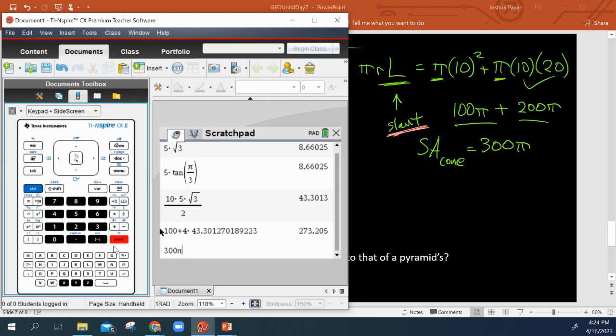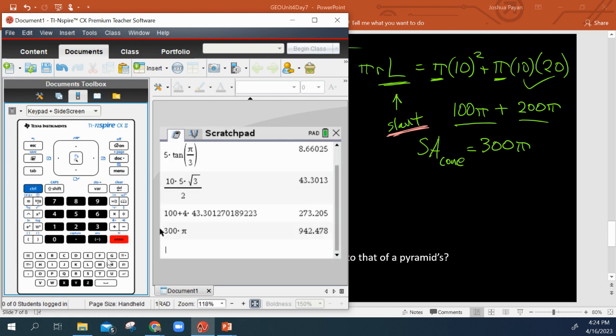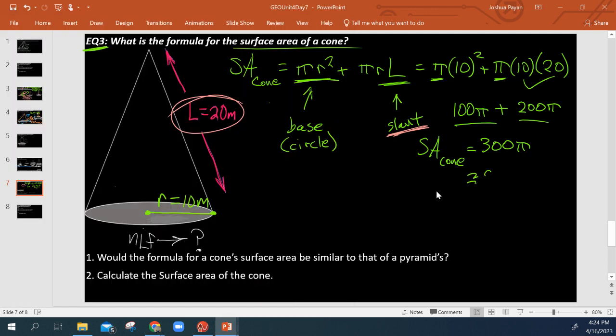We, of course, still need the decimal estimate. So we get 942.48. And we're in meters, so meters squared.